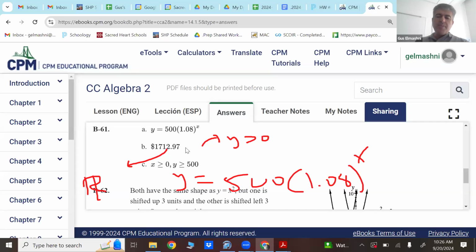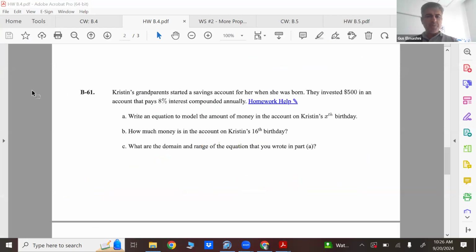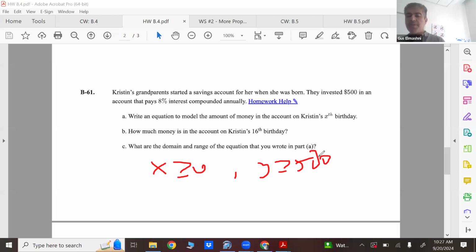And technically speaking, it's not all real numbers because you're not going to do negative x values, I suppose. Let me do part C. My apologies. Given the context of the situation, it's when she was born, so you're not going to do this before she was born. So actually it should have been that, and you start at $500. So my apologies, I didn't understand the context well enough for part C. As an equation, I was correct, but given the context, it should be that instead.